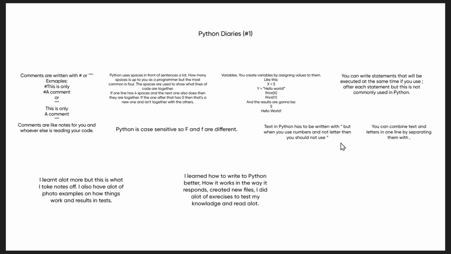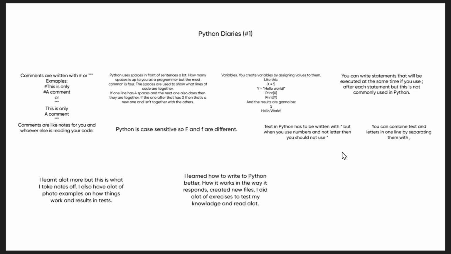Text in Python has to be written with this symbol right here. When you use numbers and not letters, then you should not use this. So, for example, if you say print "world", it has to include these symbols. But if you only say print 5, then these symbols should not be there. You can combine text and numbers in one line by separating them with this symbol.